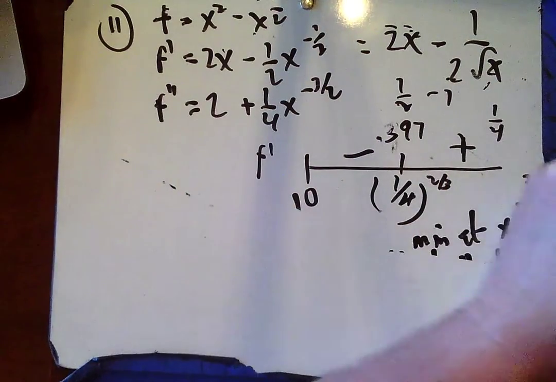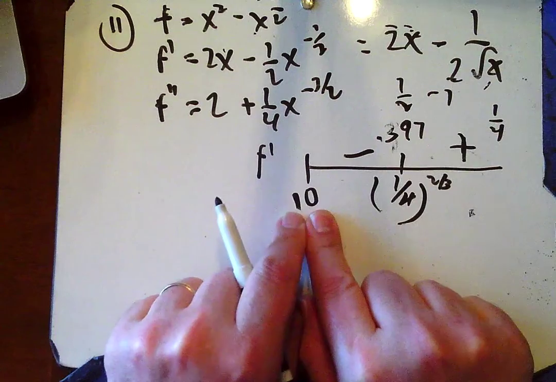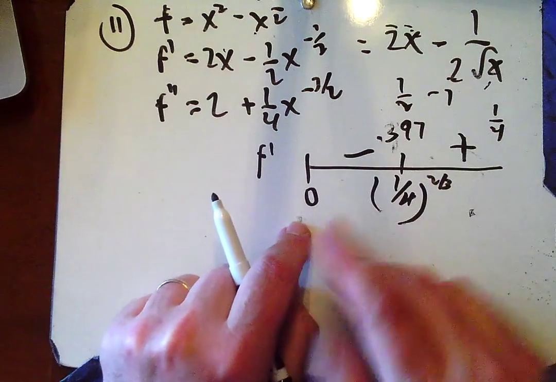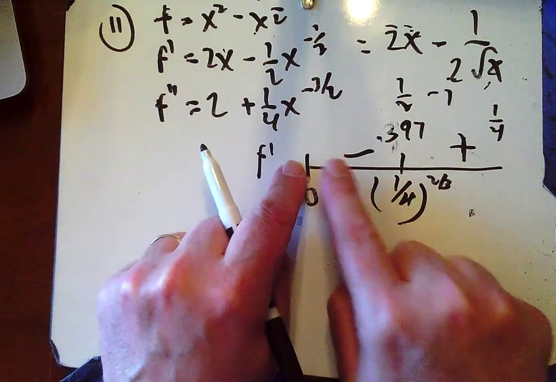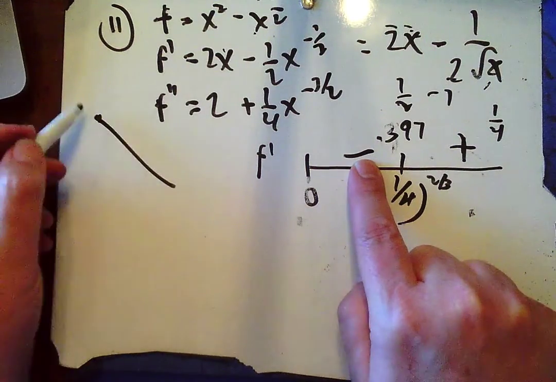Okay, now, do we have a max? And the answer is yes, we do. We have a domain restriction, remember? This is x equals 0, hard stop. I can't put negative numbers in. And what's happening to the right of that? f is decreasing. So that's a max.